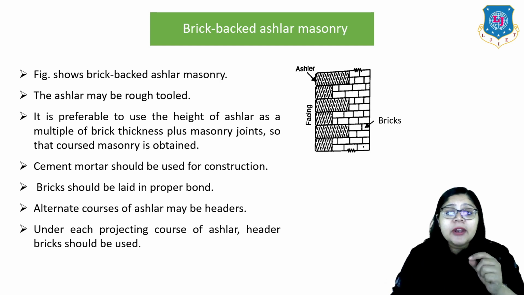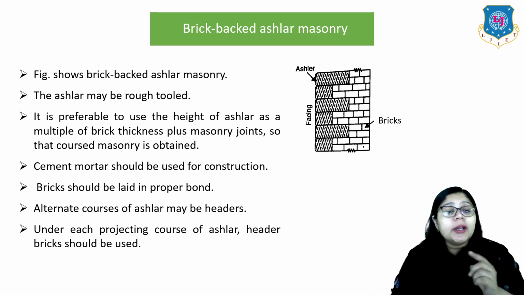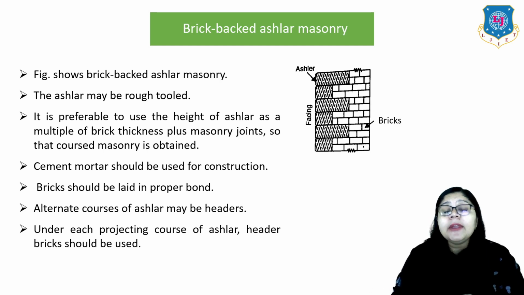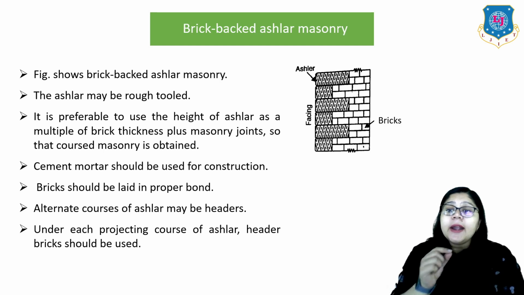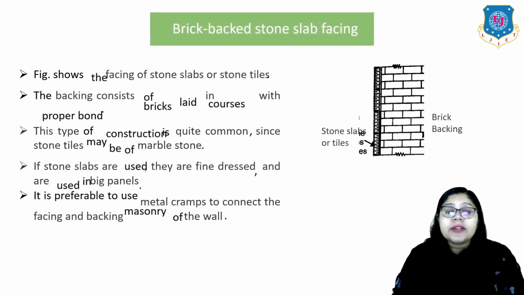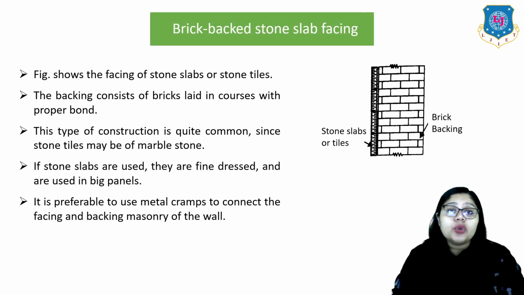The ashlar may be rough tooled, and it is preferable to use the height of ashlar as a multiple of brick thickness plus masonry joints so that coarse masonry is obtained. Cement mortar is used for the construction, and the brick should be laid in a proper bond. Alternate courses of ashlar may be headers, and under each projecting course of ashlar, header brick should be used, as shown in this figure.